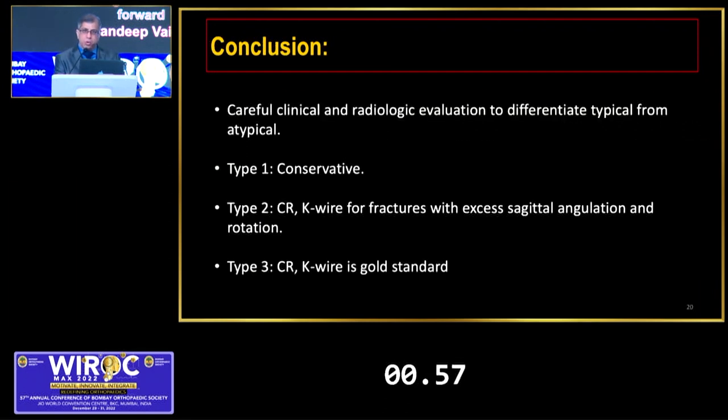So to conclude, you have to do a careful clinical and radiological evaluation to differentiate typical from atypical fractures. Type 1 fractures are almost always treated conservatively except the rare situation of medial column comminution. Type 2 fractures should be closed reduced and fixed if these fractures have excessive sagittal angulation and rotation. And for type 3 fractures, closed reduction, K-wire, and cast is the gold standard.